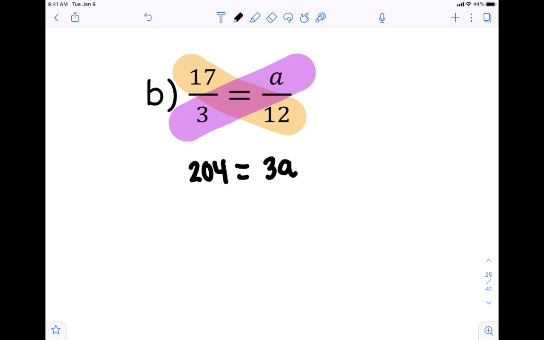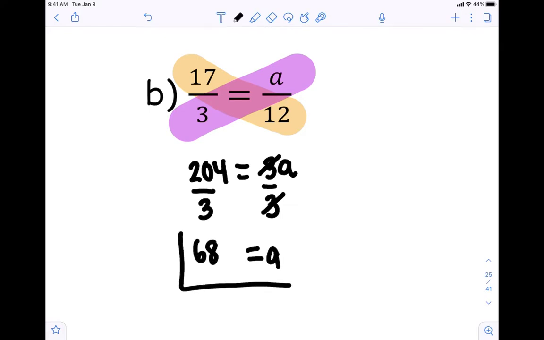Now we're at the division step. Whenever you cross multiply, usually you have to divide afterwards. So you want to get A by itself by dividing both sides by 3. 204 divided by 3, and you get 68 as your answer. So I did 204 divided by 3, and I got 68.